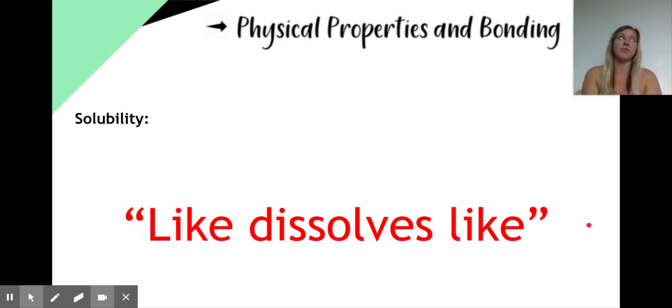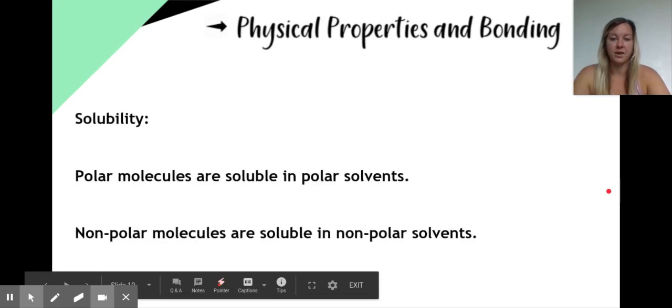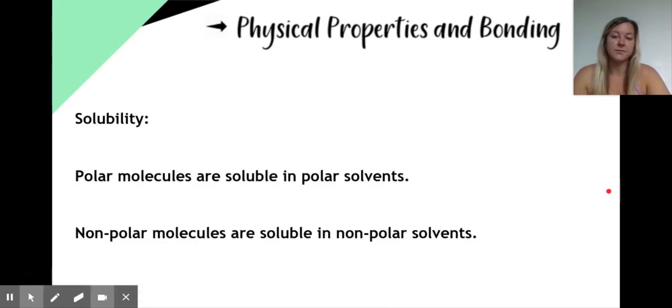If you have polar molecules, you're going to want a polar solvent to dissolve them in. And conversely, if you have a non-polar molecule, you're going to want a non-polar solvent to dissolve them in. Really straightforward if you just remember that like dissolves like. I've just said that.